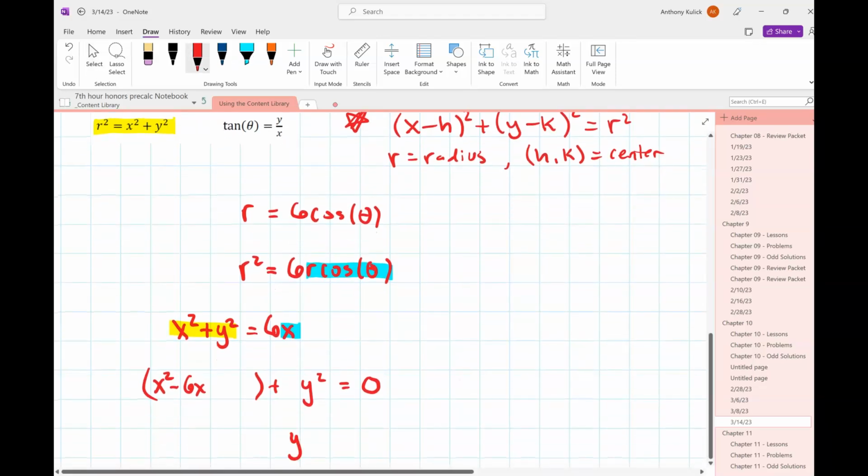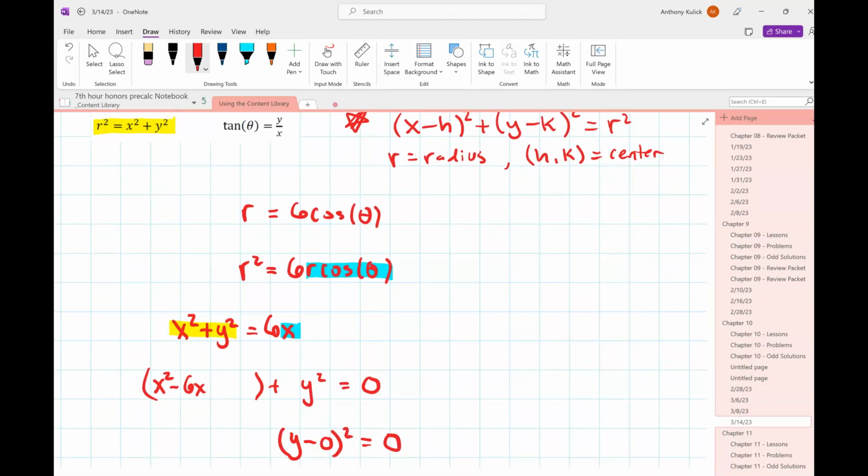The y squared, that's easy. I can just write that as y minus 0 squared there, right? No big deal there. But how am I going to get x squared minus 6x and turn that into something like that? Well, no, I don't want to factor out x.